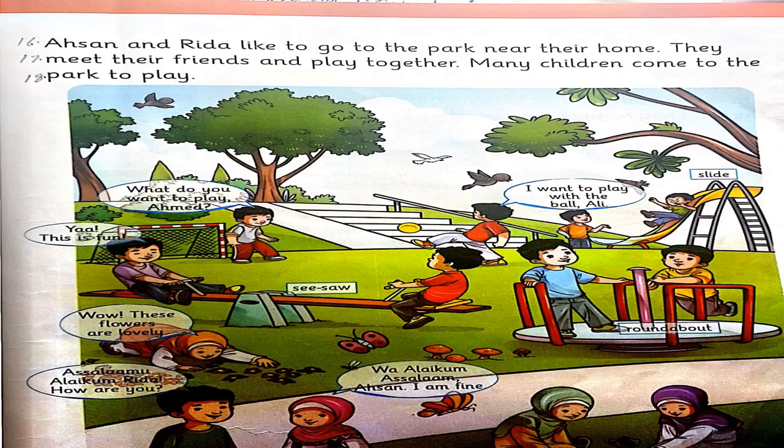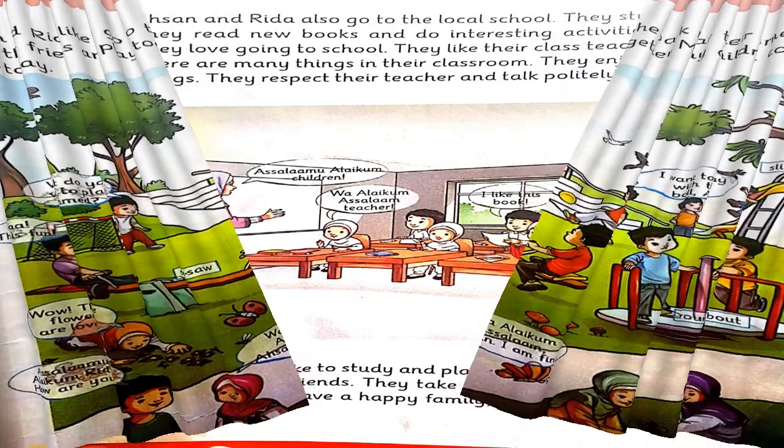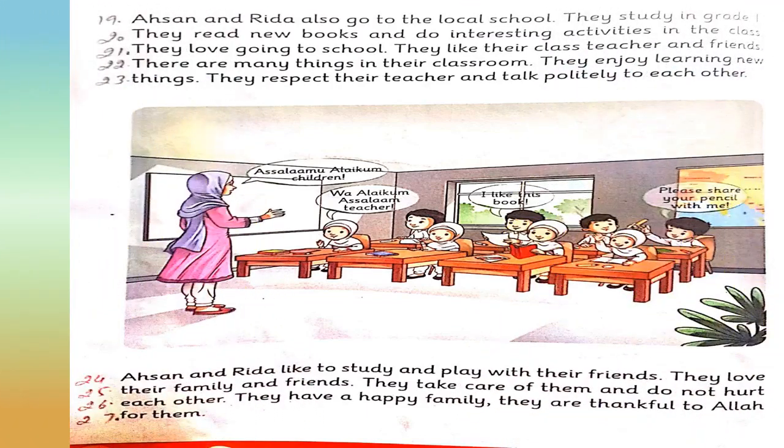All right, now turn your next page. We are on page number 22. Start writing numbers from 19 till 27. Now put your finger on line number 19. Ehsan and Rida also go to the local school. They study in grade 1, like you.